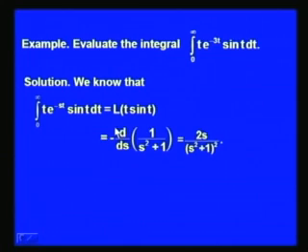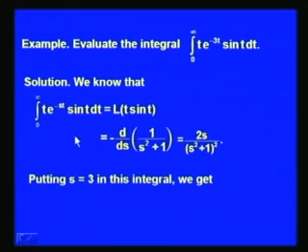The Laplace transform of t sin t, by the previous theorem on differentiation of Laplace transforms, is minus d over ds of the Laplace transform of f(t) equal to sin t, and the Laplace transform of sin t we know is 1 over s square plus 1. So, when we differentiate it with respect to s and multiply by minus 1, we get 2s over (s square plus 1) whole square. Now, we want the value of this integral, so let us put s equal to 3 here.